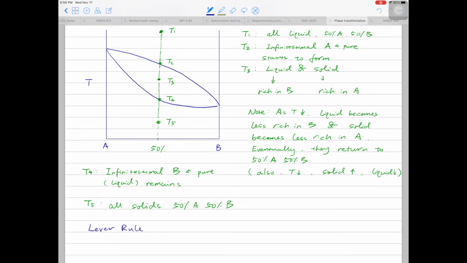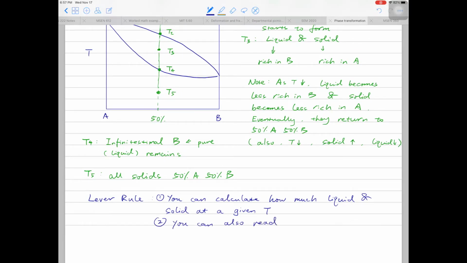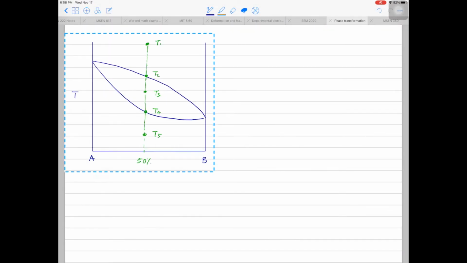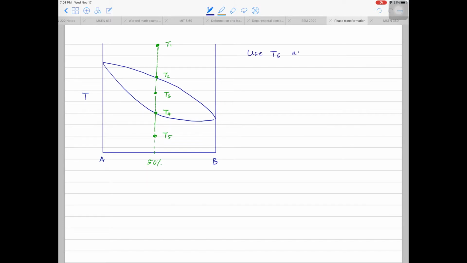At T3, you have two phases, liquid and solid. From the phase diagram, you can read off the compositions of the solid and the liquid phases, and use the Lever rule to calculate the mass fractions of the solid and the liquid phases. For convenience, we'll copy and paste this phase diagram on a new page. We'll label a new temperature called T6, which is in the liquid and the solid zone. The first question is, what is the chemistry of the solid phase at T6?